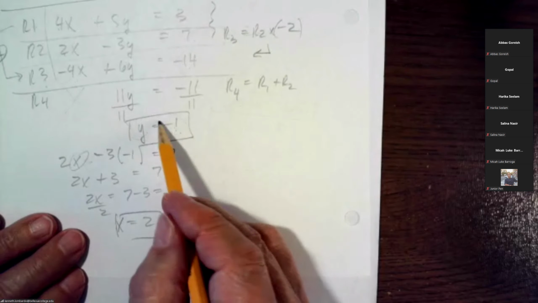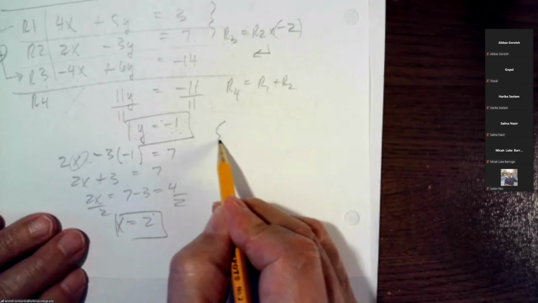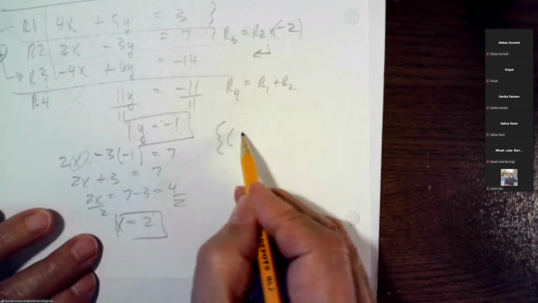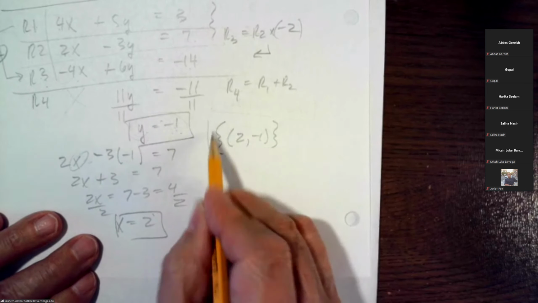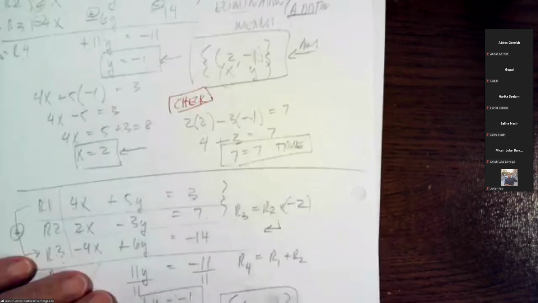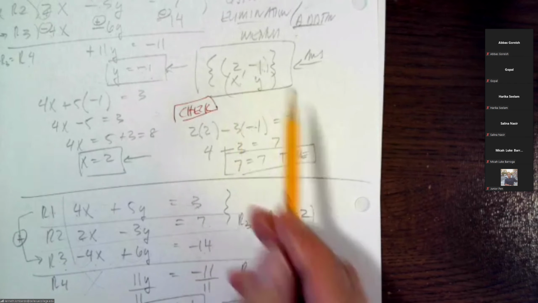So I'm saying my solution set would be x is 2, y is -1, which is what I got up here. That makes sense?